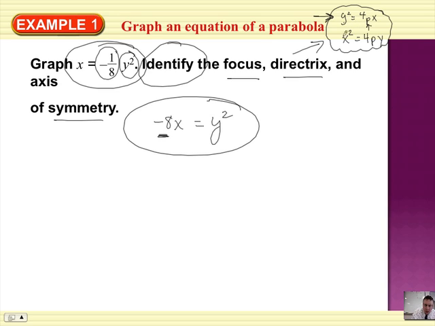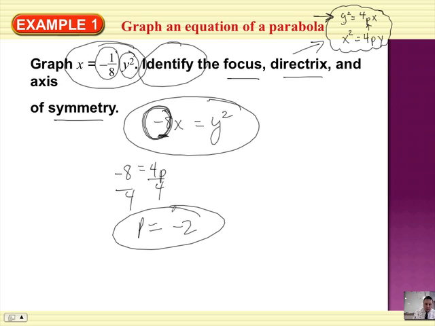This has to be y squared equals 4px. Alright? So what you do is, you say this is equal to 4p. Alright? So -8 has to equal 4p. Now we can find p. So divide by 4. P equals -2. Now, from that we'll get our focus, our directrix, and axis of symmetry.